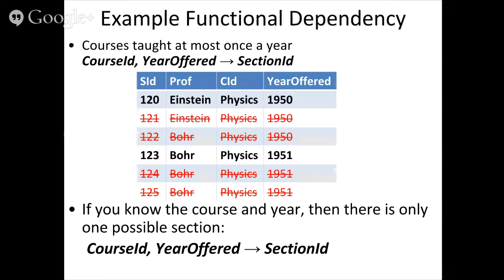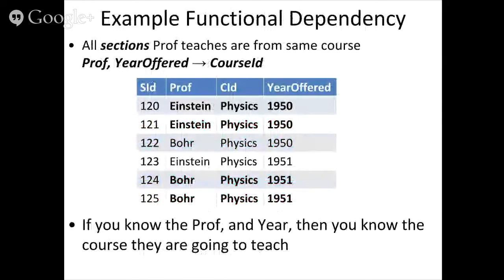The reason this allowed us to introduce it, like physics 1950, physics 1950, is that originally the combination of course ID and year offered was not a key, and neither was the combination of professor and year offered. So you can put any combination of the two, repeat it over and over. But if you choose that the combination of professor and year is a key.